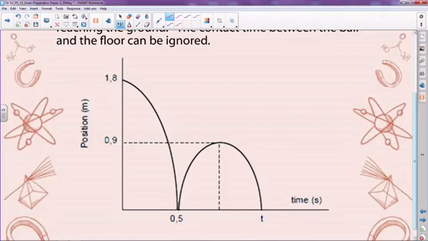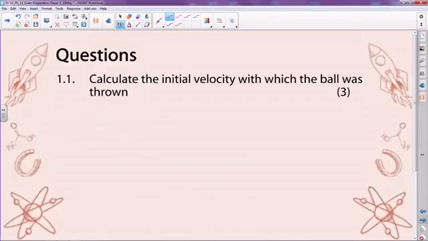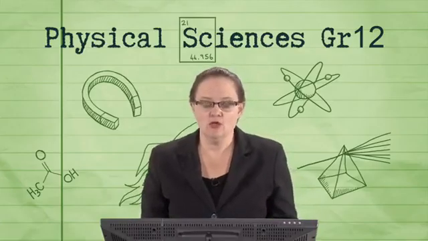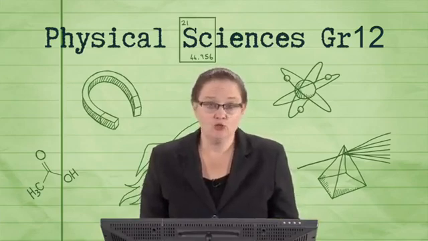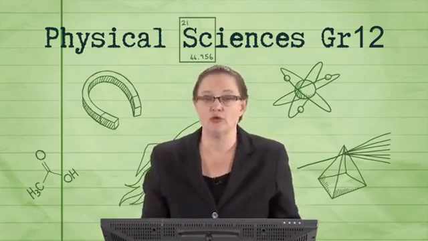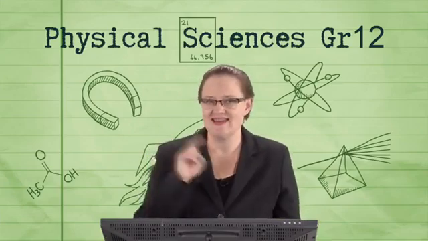The nice thing is they've given you the position. So here's the first question: calculate the initial velocity with which the ball was thrown. I'm going to give you 1 minute. Okay, we're going to go quickly today. Using the graph, I want you to calculate the initial velocity at which the ball was thrown. And your 1 minute starts now.